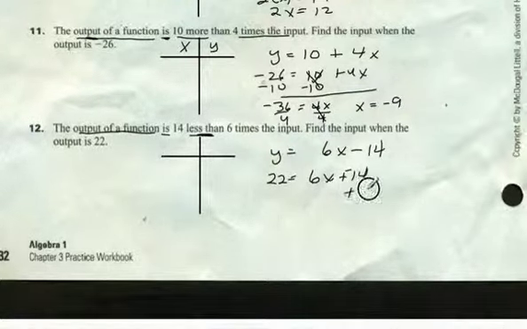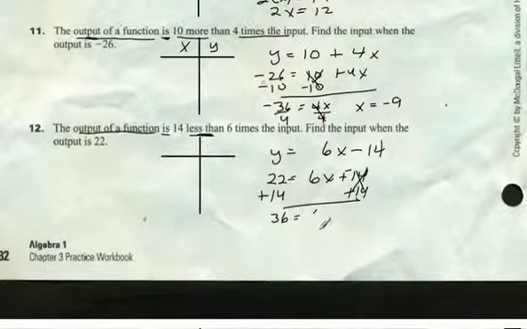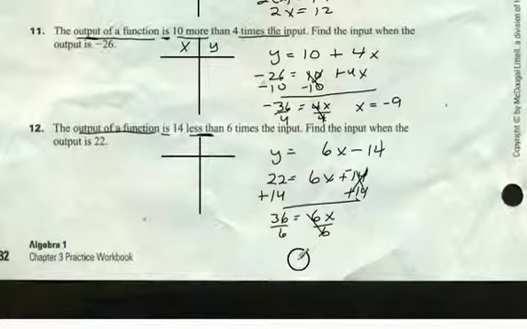So we know that our output is 22. So I have 22 equals 6x minus 14. Do our same change: opposite of negative 14 is a positive 14 on both sides. They cancel, so I'm left with 36 equals 6x. And then you divide each side by 6. And x equals 6. All right, and then you can ask questions after this.